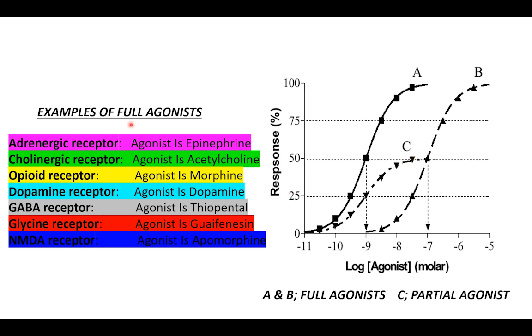Then on the left here, we can see some examples of the full agonist. So we have the receptors here and then the examples. One is the opioid receptor, whereby the full agonist is morphine. Then the dopamine receptor, the full agonist is dopamine. GABA, the full agonist is thiopental, and many of these others.